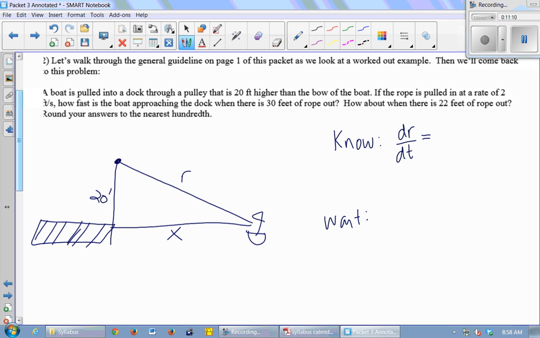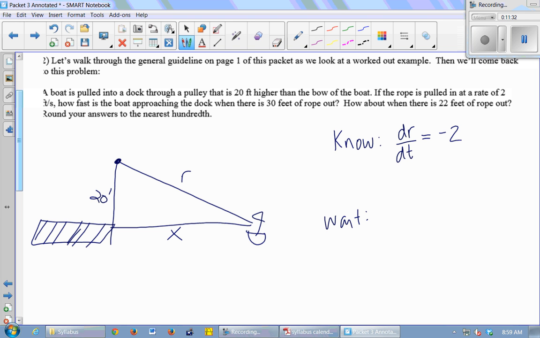Now, that is being pulled in at a rate of 2 meters per second, so it's -2, because that distance is getting shorter. So if the quantity r is decreasing, dr/dt should be negative. All right, so I know dr/dt is -2 always. It's a constant rate, right?